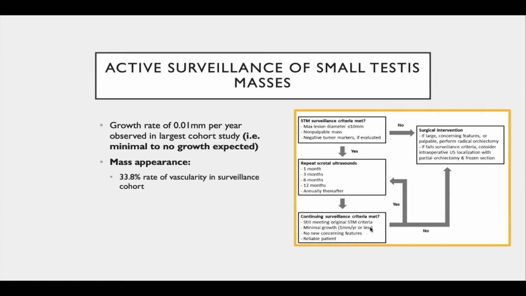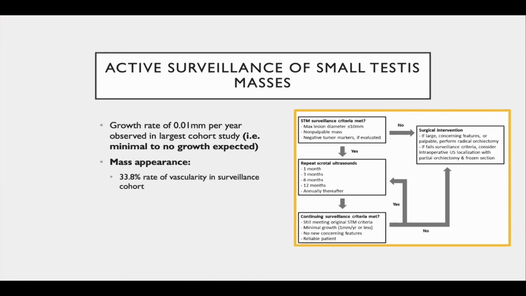This is pretty much the same over these small case series of men who have been enrolled in active surveillance. Most studies would say that we don't enroll someone who's got a mass that's larger than a centimeter. They should all be non-palpable. And if they've had tumor markers evaluated, obviously those should be negative or normal. If they meet these criteria, then we can move on to actually surveilling them. So we can ultrasound them at 1, 3, 6, 12 months. And then if there's been no growth, we can just do it annually thereafter.